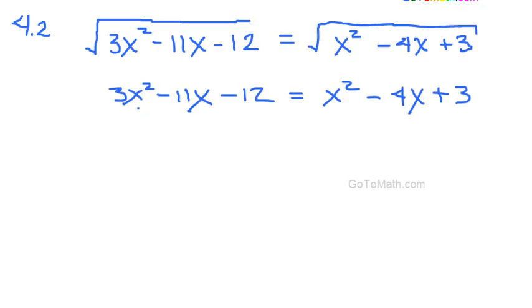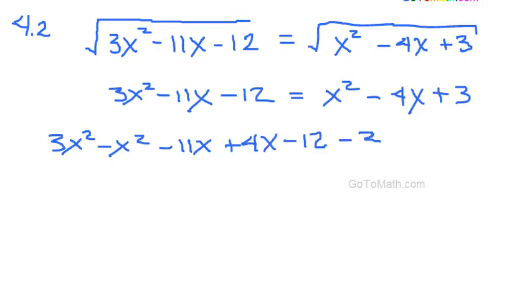Alright, let's go ahead and take all this stuff over to the other side of the equal sign. So we have 3x squared minus x squared minus 11x, and then of course change that sign to plus 4x minus 12 and minus 3. Alright, let's collect up all our like buddies here. We got 3x squared minus x squared, and that's going to be 2x squared.